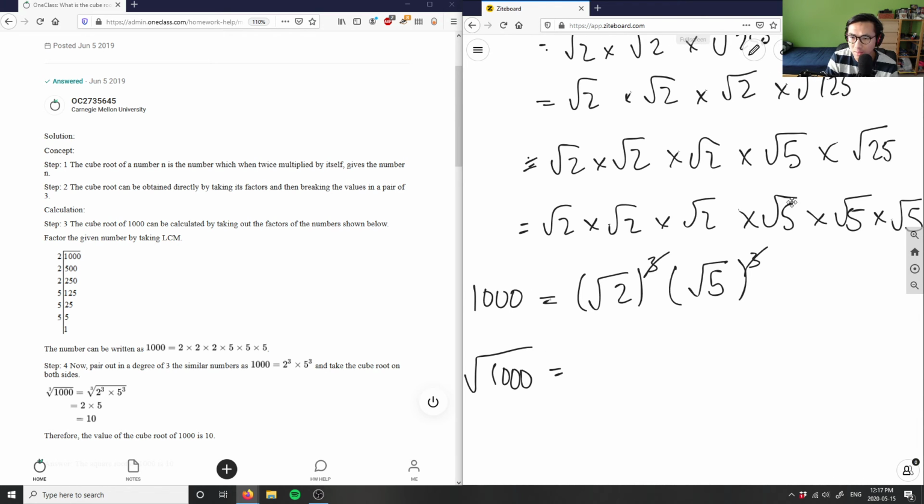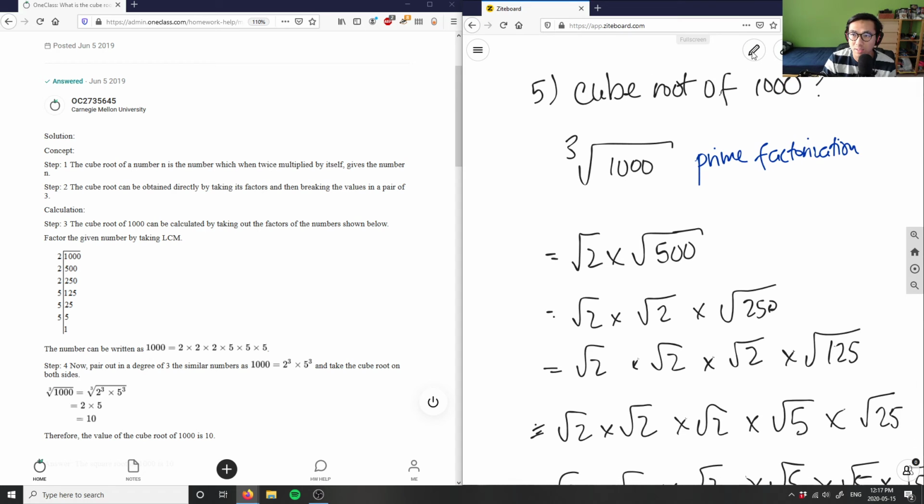So let me just double check my math here. Let me just double check their math as well. So it's 2 cubed times 5 here. Yeah, so they're doing the prime factors as well. So instead of using the square roots, they actually broke this down into the prime factors of simply 1,000 here. So they basically just erased all of these guys here, and they simply did the prime factors here.